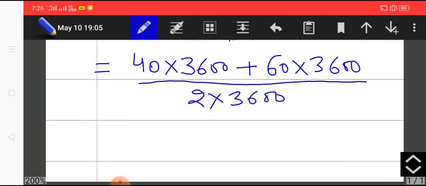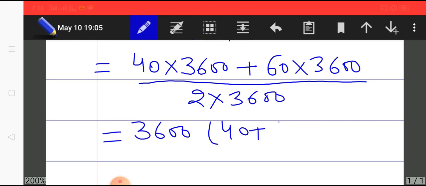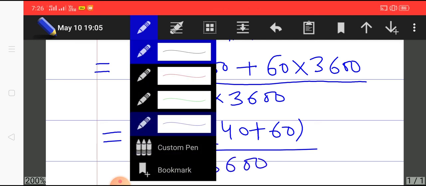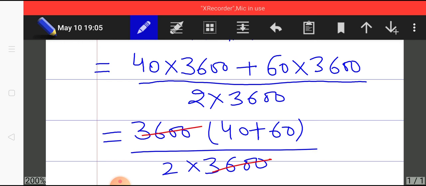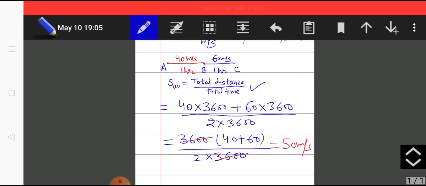As you can see in this diagram, 3600 we can take common from the numerator, and 3600 will get cancelled out. So I can write 3600 common, 40 plus 60, divided by 2 into 3600. So 3600 will get cancelled and we'll get the final answer: 50 meter per second is the average speed. So it was a very simple example in which we calculated average speed for an object which moved from A to B with 40 meter per second and B to C with 60 meter per second.